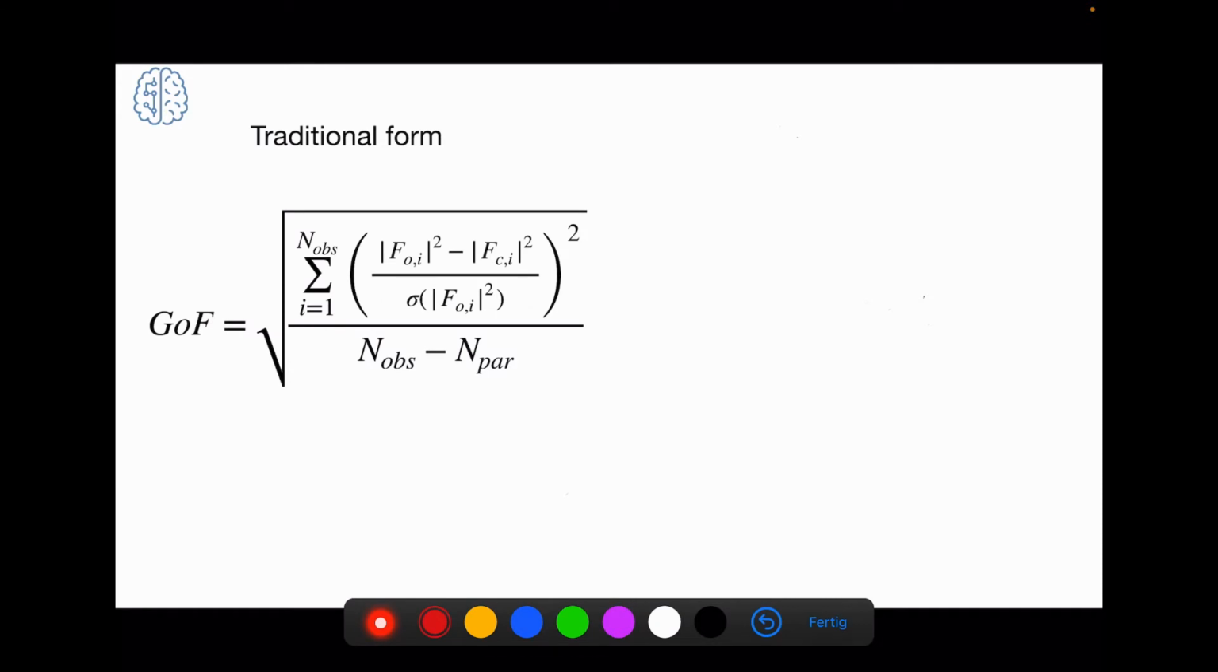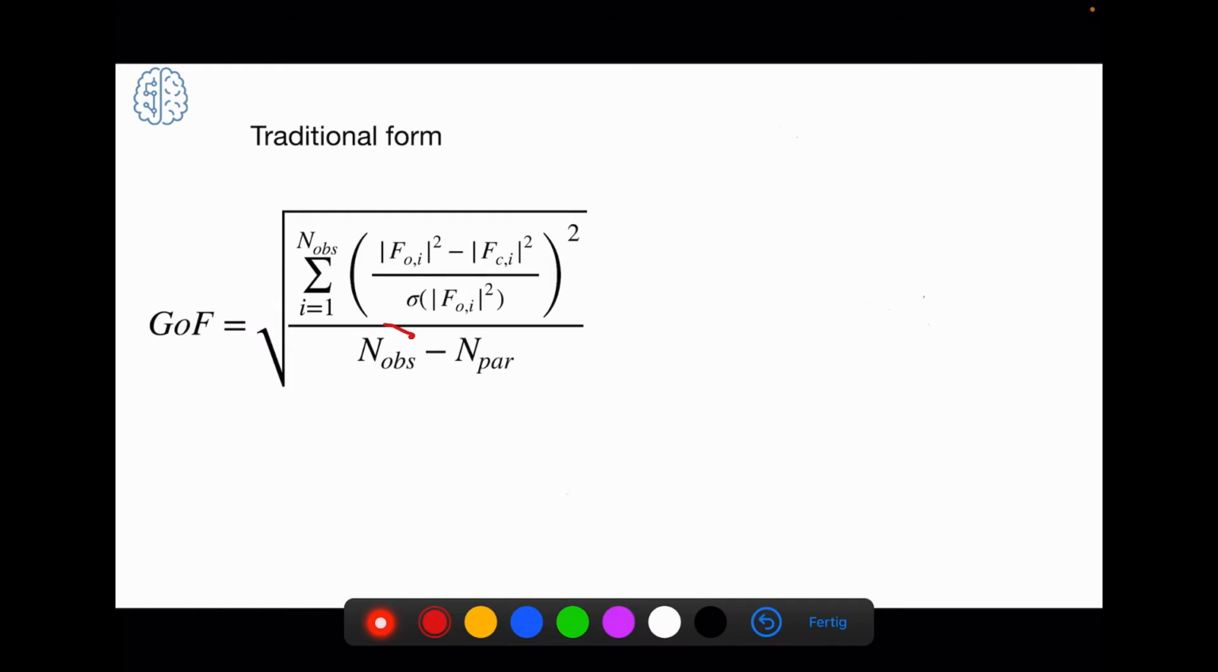So the goodness of fit is depicted here on the left-hand side, and its definition involves a summation over the indices I, which abbreviates the Miller triple HKL. Summation goes over the difference between observed and calculated structure factor amplitudes divided by the standard deviation of the observed structure factor amplitude squared. And this whole part is squared again. So it's a rather complicated notation here.